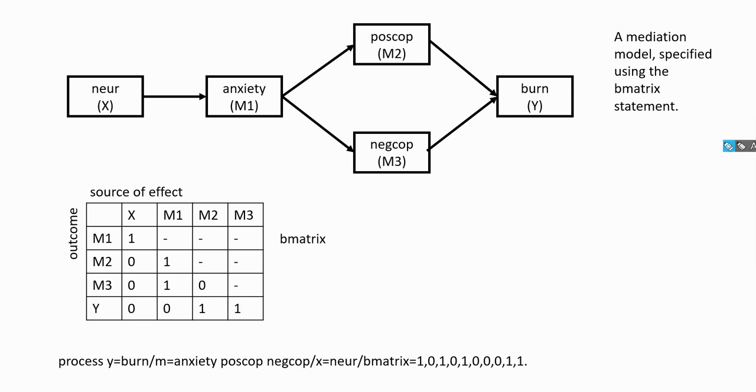So for this particular model, you'll see that we have neuroticism serving as the independent variable and burnout serving as the dependent variable. We have anxiety, positive coping, and negative coping serving as 3 mediators. That's designated by M1, M2, and M3 right here.